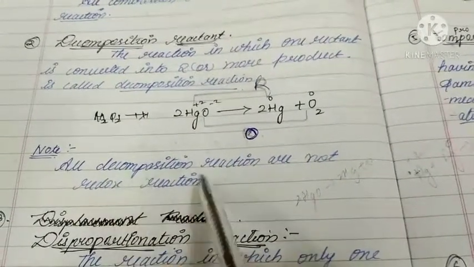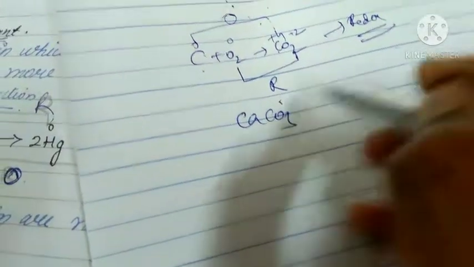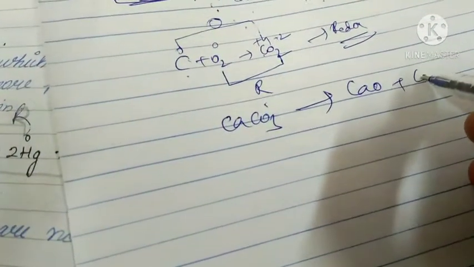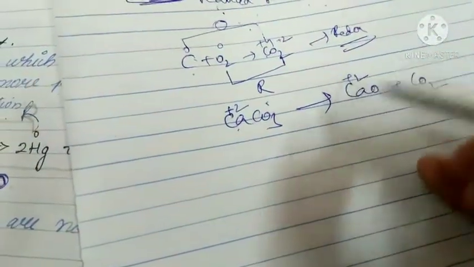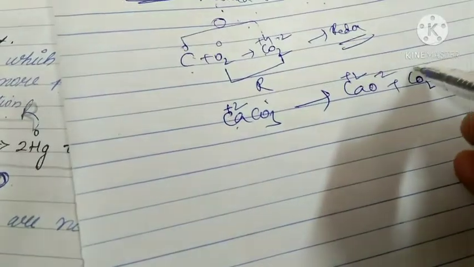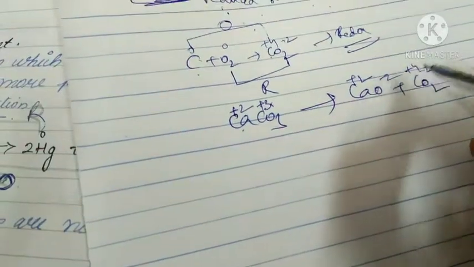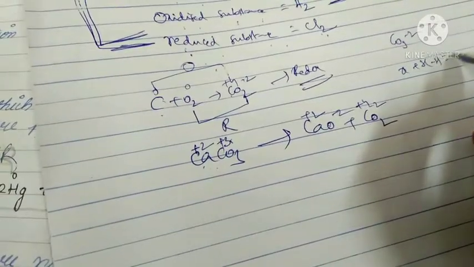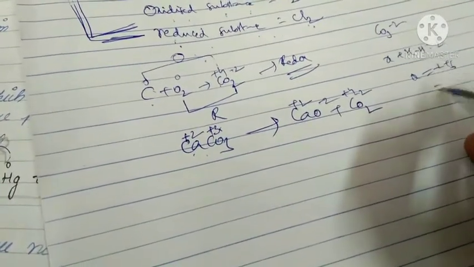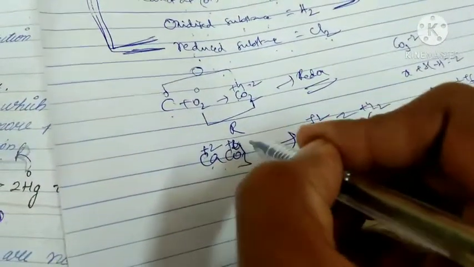Here one point is there: all decomposition reactions are not redox reactions. I will show the example for that. See, CaCO3. When CaCO3 undergoes decomposition, it gives CaO plus CO2. We know that very well. Calcium is a 2A group element, so it exhibits plus 2. Here also it is plus 2. Here oxygen minus 2. Here also oxygen minus 2. For carbon in CO3 2-, x plus 3 into minus 2 equals minus 2, x equals minus 2 plus 6, so plus 4 here. Carbon plus 4.